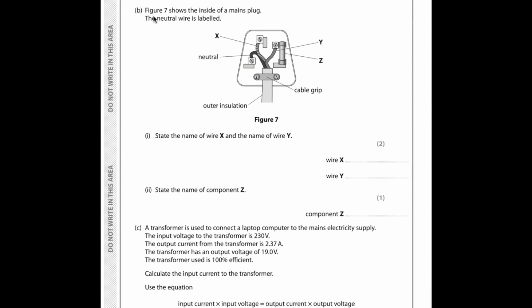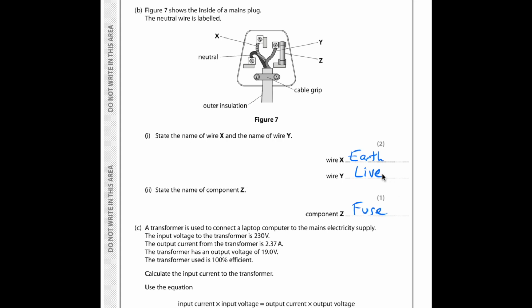Question B. Figure 7 shows the inside of a mains plug. The neutral wire is labelled. State the name of wire X and the name of wire Y. Right, wire X is the earth wire, that's the one that goes to the top pin, and wire Y is the live wire. State the name of component Z, that's the fuse.